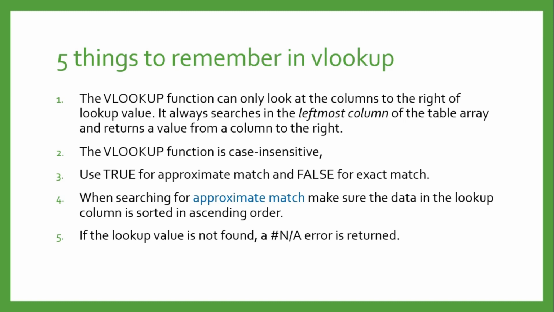Okay, it always searches in the leftmost column of a table array and returns a value from a column to the right. So we have to search in the table array for the range which is present on the right hand side only. If the column is present on the left hand side, then we can't use the VLOOKUP function. So this is the biggest limitation of the VLOOKUP function.